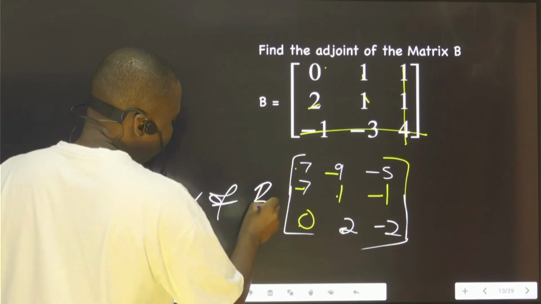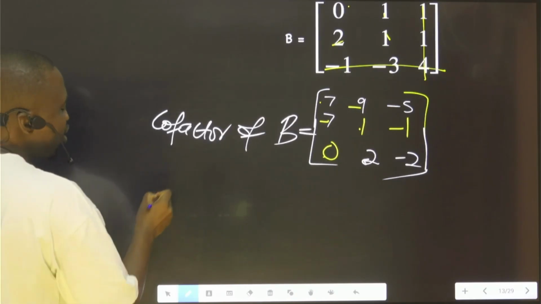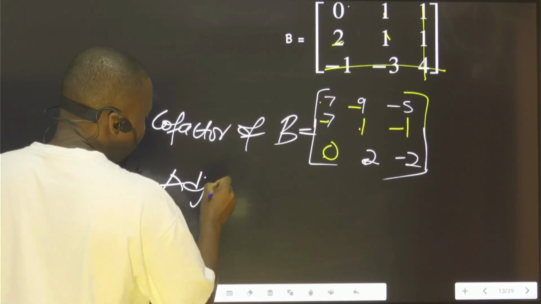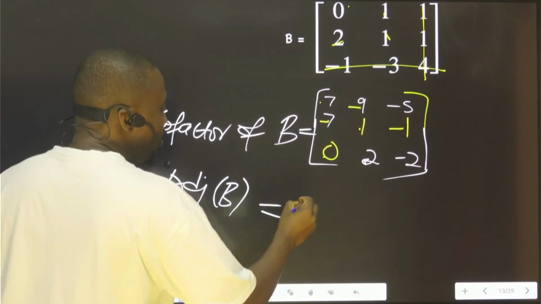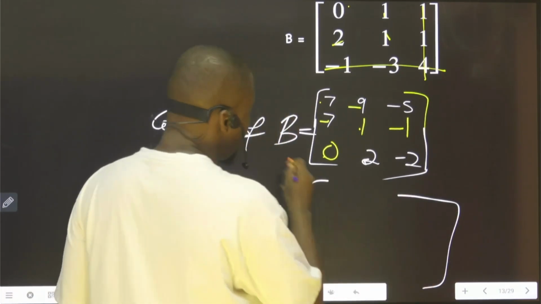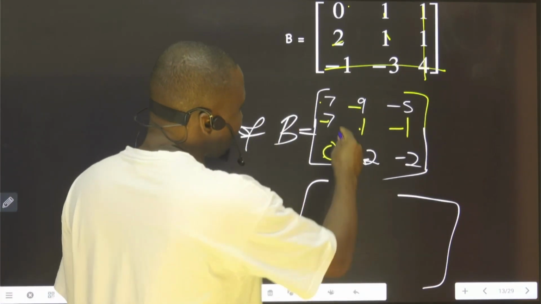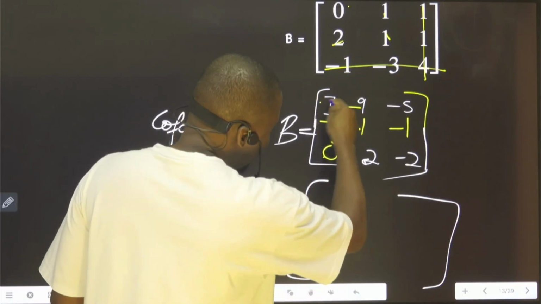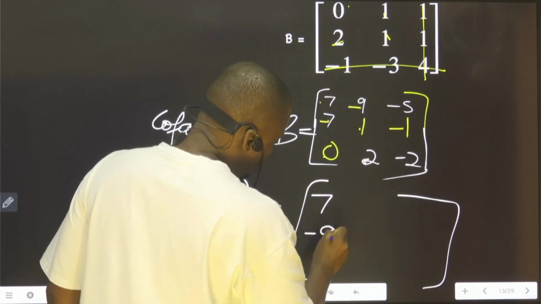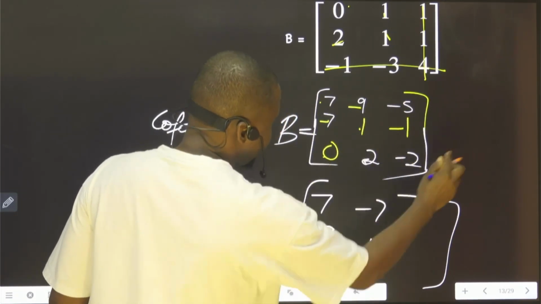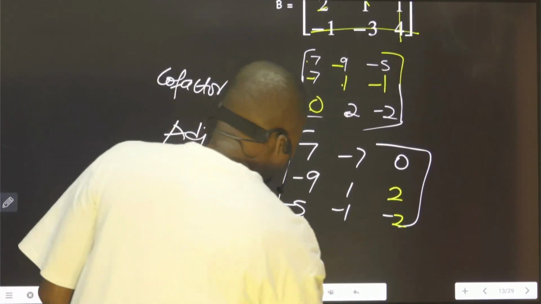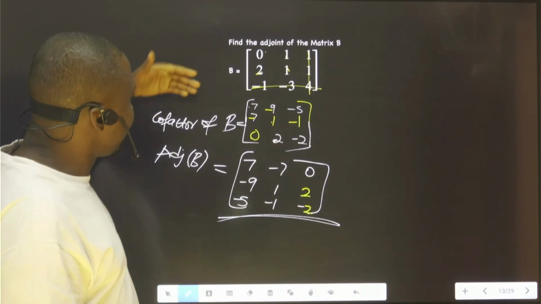The cofactor of B. To get the adjoint of B, we simply transpose the cofactor of B. That is, the row becomes column. This now becomes this. So this is the adjoint of this matrix.